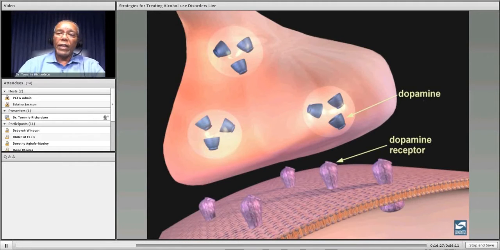You know, one of the major neurotransmitters is dopamine. And this is just a slide showing a presynaptic neuron and the synapse and the postsynaptic neuron with the dopamine receptor. And one of the ways that addiction affects the brain is that it washes out the dopamine, the serotonin, and norepinephrine in the synapse.